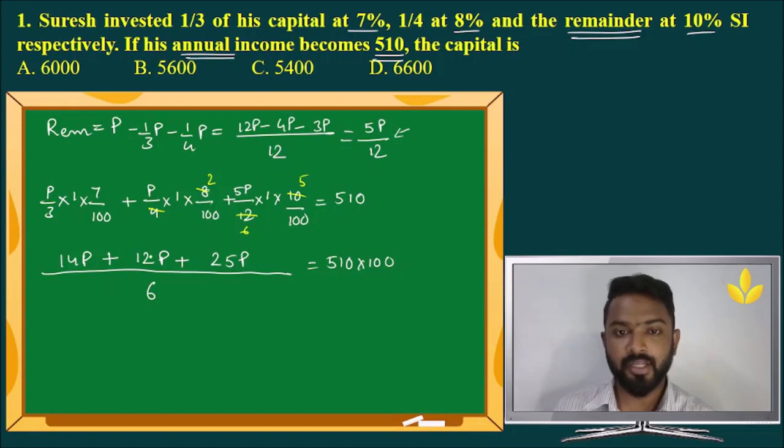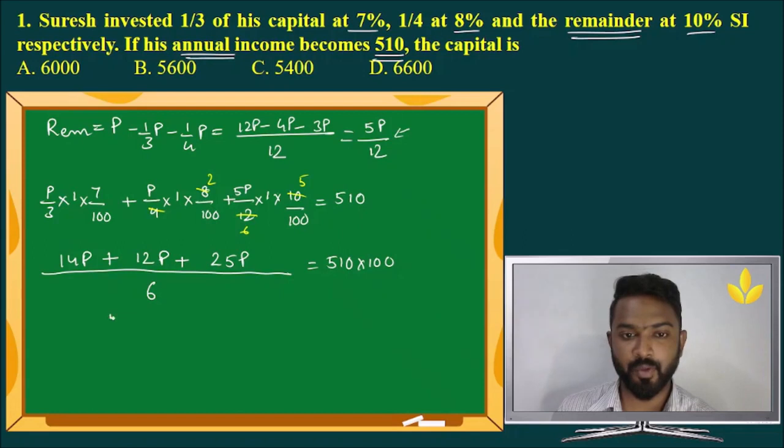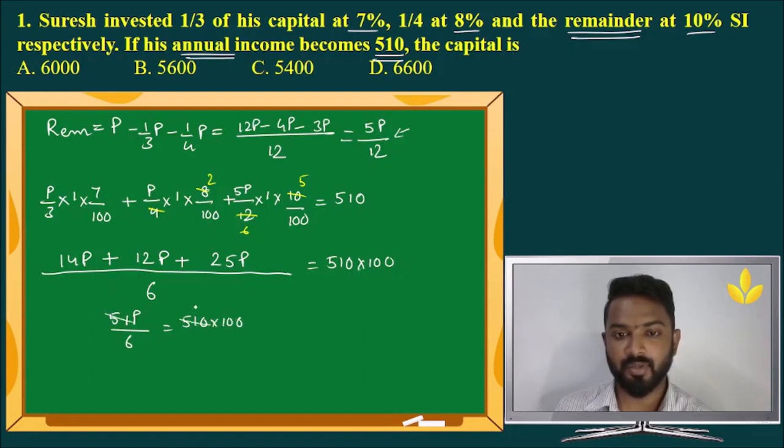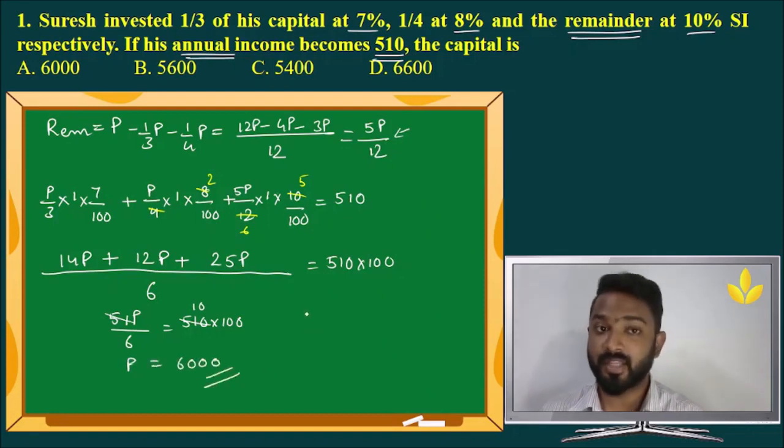Okay, 14 plus 12 is 26. 26 plus 25 is 51. 51P by 6 equals 510 into 100. This one gone. We have 10. P equals 6,000. That is the answer.